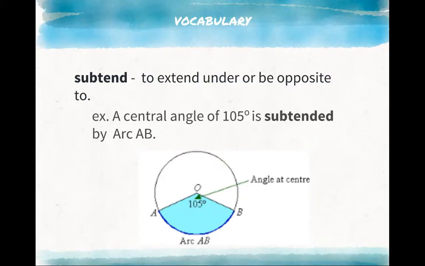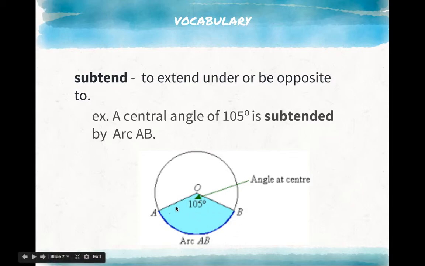The word subtend means to extend under or be opposite to. You're going to see this word subtend a lot in the next set of problems we're going to do. For example, you might see something that says a central angle, which is an angle whose vertex is at the center and whose radii extend to the circumference of the circle. So here's a central angle of 105 degrees subtended by arc AB.